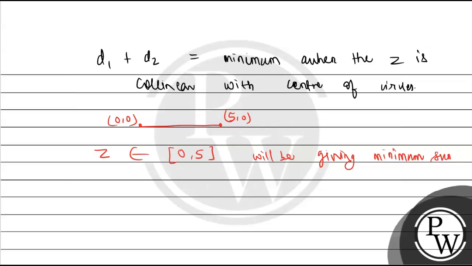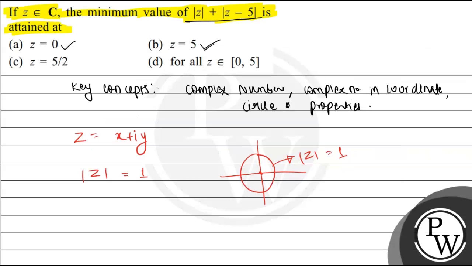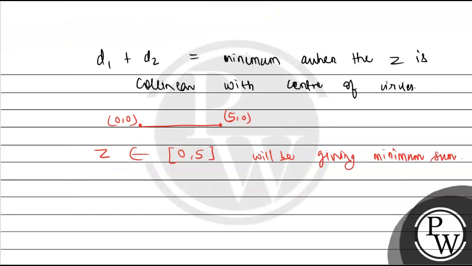Okay, so let's check the options. In our options z is 0, 5, 5 by 2, and for all z in the interval 0 to 5. So definitely all the options are correct, because all the options satisfy this particular criterion. Hence A, B, C and D are correct options.